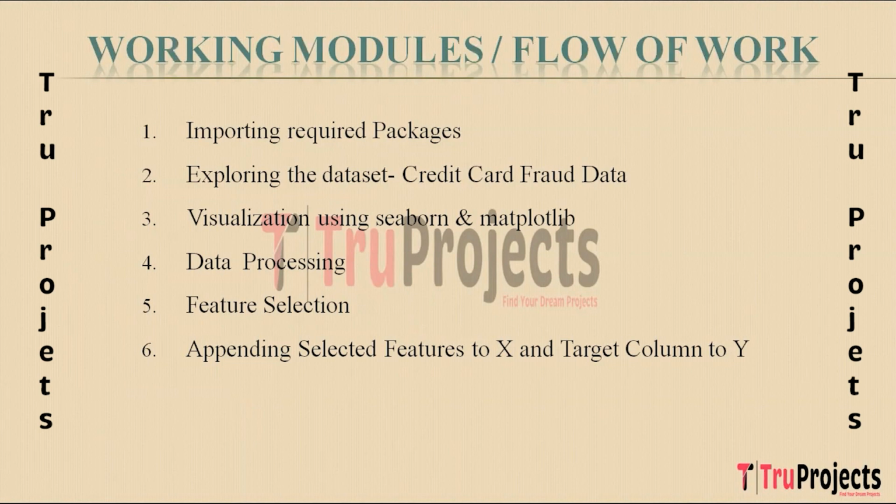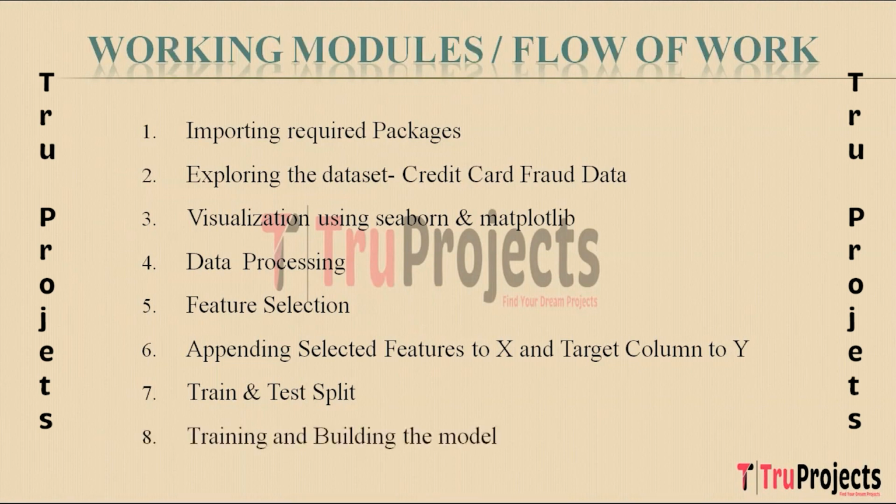The next step is appending selected features to X and the target column to Y. The selected features are appended to the X dataset and the target variable, in this case likely fraud versus not fraud, is assigned to the Y dataset. The next step is train and test split. In this step, we segregate the dataset into training and testing subsets. The training subset is used for model learning while the testing subset evaluates the model's performance on new data.